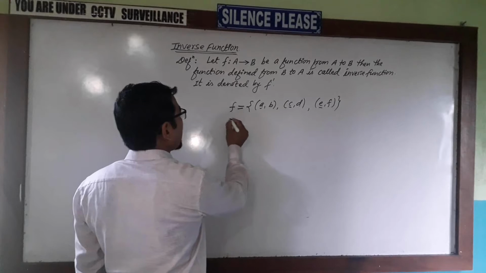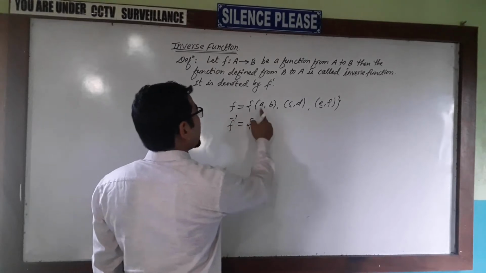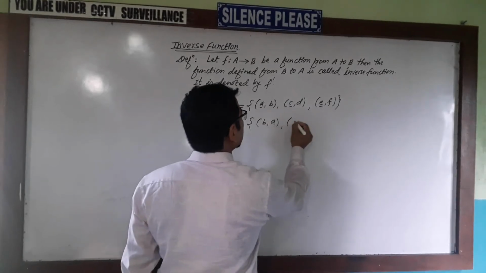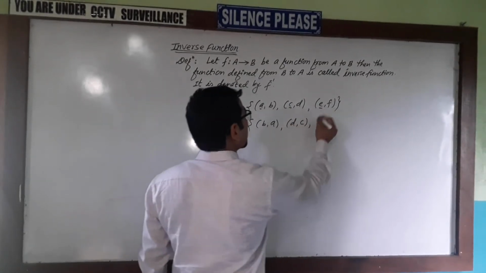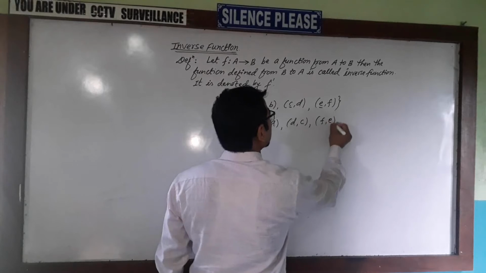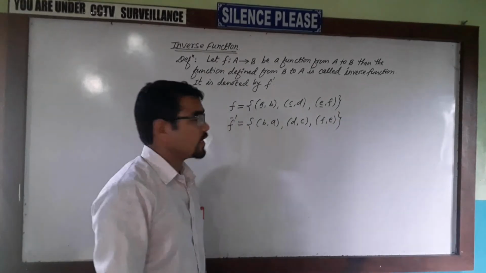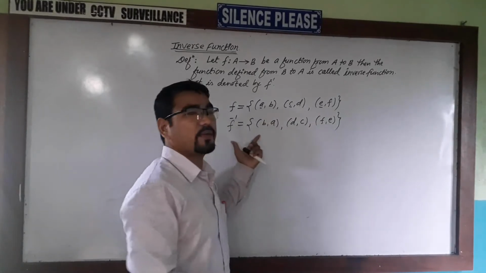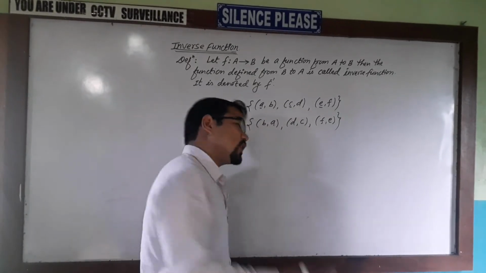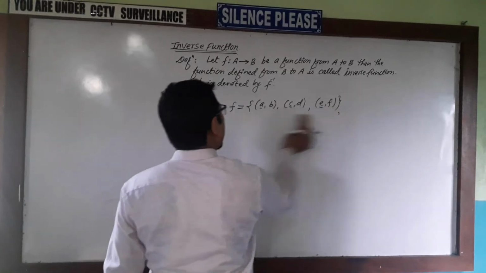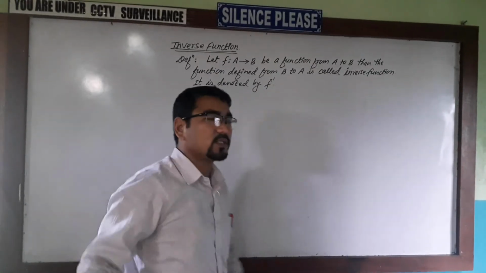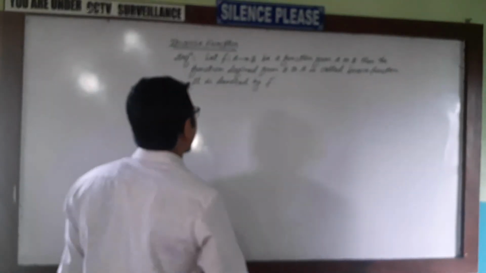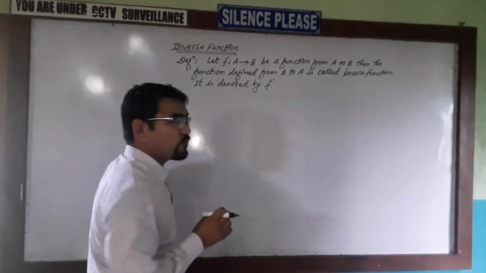Its inverse function can be written as f inverse is equal to (b, a) for (a, b), (d, c) for (c, d), and similarly (f, e) for (e, f). So this is called the inverse function. If the function is given in the ordered pair form, we can find the inverse of the function like this. Especially today we will learn how to find the inverse function of an algebraic expression. If the function is given in the form of an algebraic expression, how can we find the inverse function?